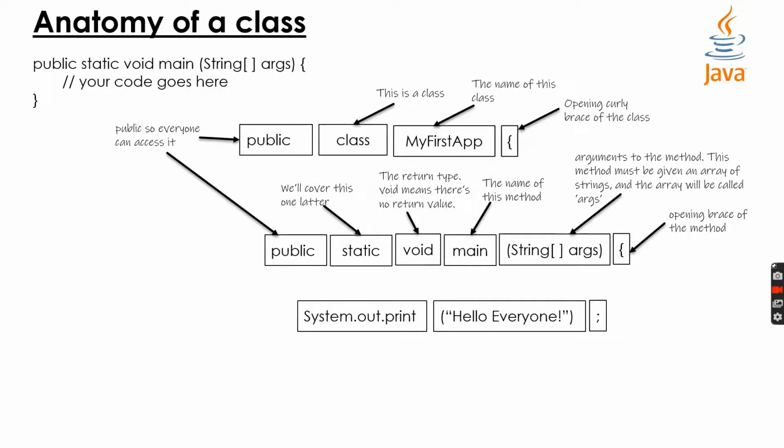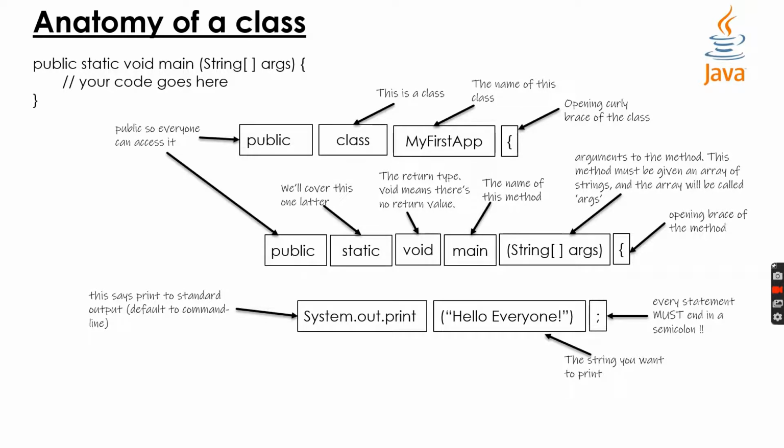In this there is a statement, System.out.print("Hello everyone"). This says print to the standard output with System.out.print, and the string we want to print is Hello everyone. Every statement in Java must end in a semicolon. Then close the curly braces of the main method, and close the curly braces of MyFirstApp. Don't worry about memorizing anything right now.